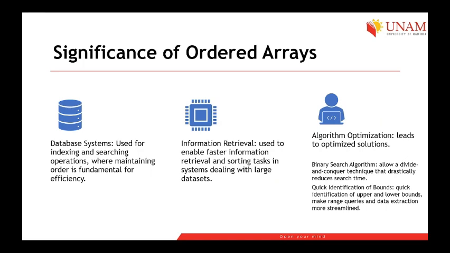Ordered arrays are used in database systems for indexing and search operations. They are also used in information retrieval to enable faster information retrieval and sorting tasks, especially when you are dealing with large data sets. If you use ordered arrays, this can lead to optimized solutions. For example, by using the binary search algorithm, you can drastically reduce the search time.